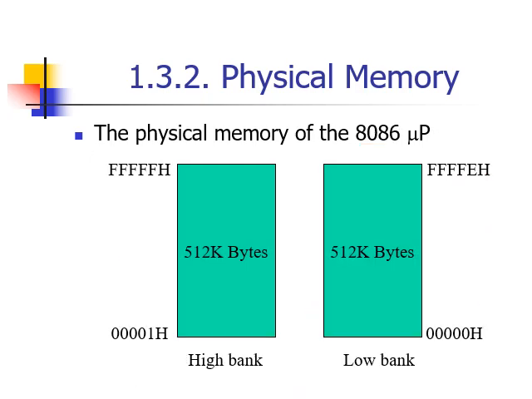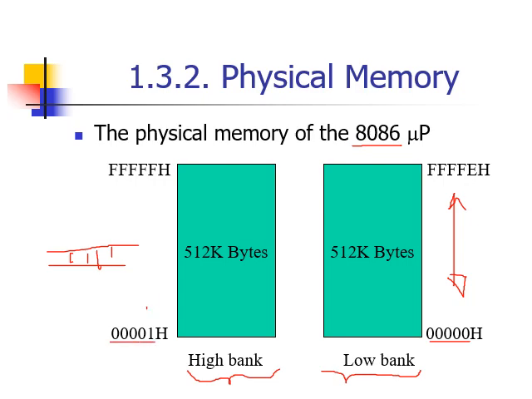Unlike the case of the 8086 processor, whose data bus is composed of 16 bits, so the hardware designer would better divide the 1 megabyte into two banks, a low bank and a high bank. A low bank starts from 0 and these memory locations are all even numbered. So 0, 2, 4 and so on. While the high bank starts from 1 and these memory locations have odd numbered addresses: 1, 3, 5, 7 and so on.